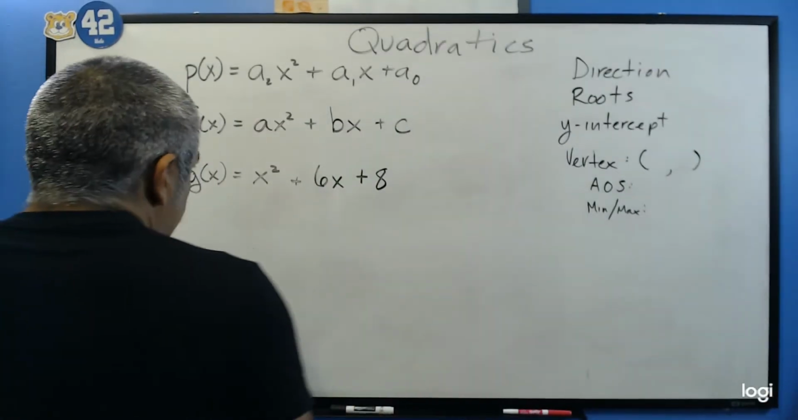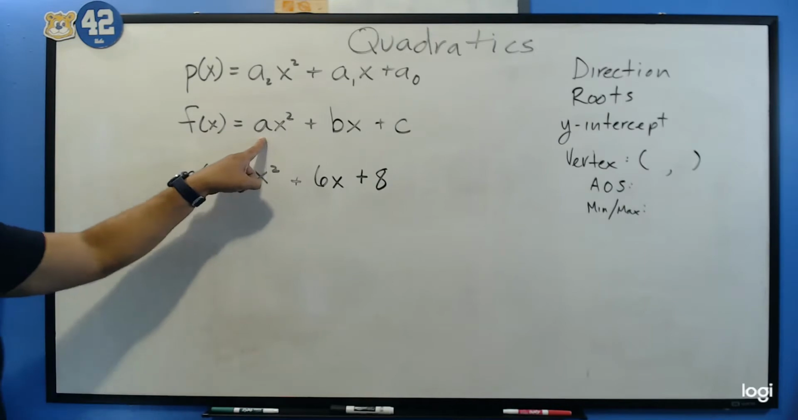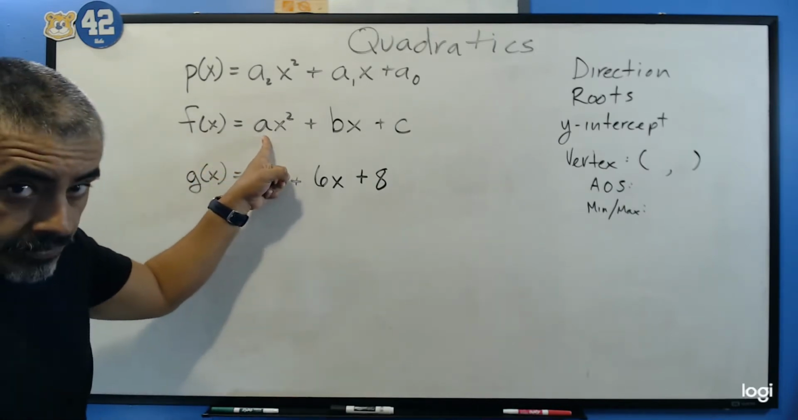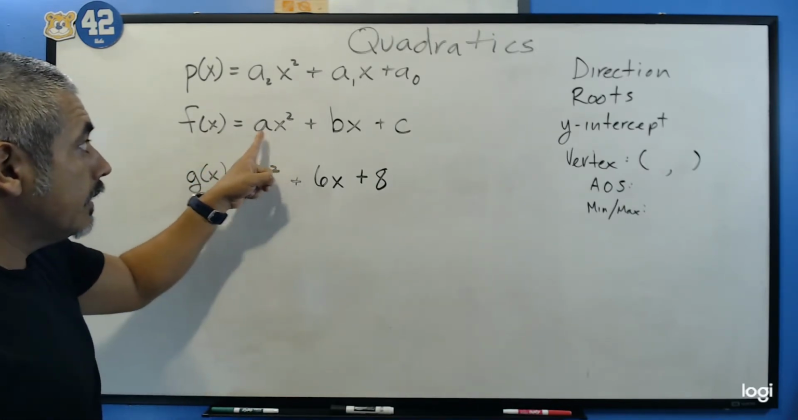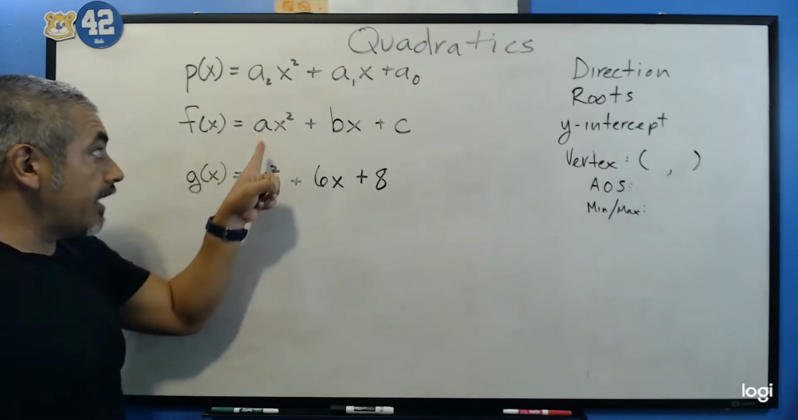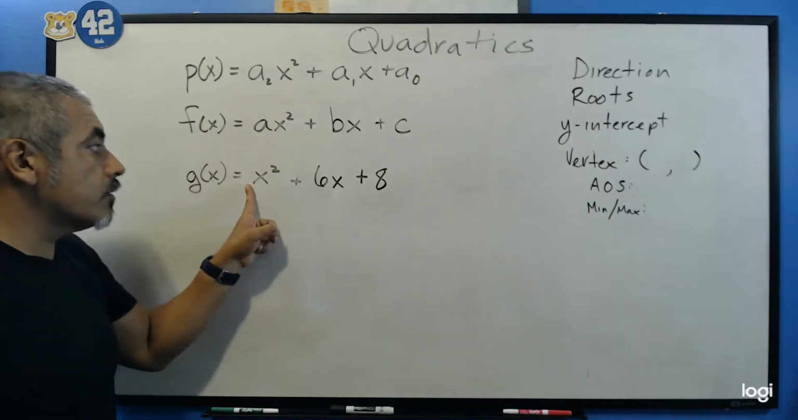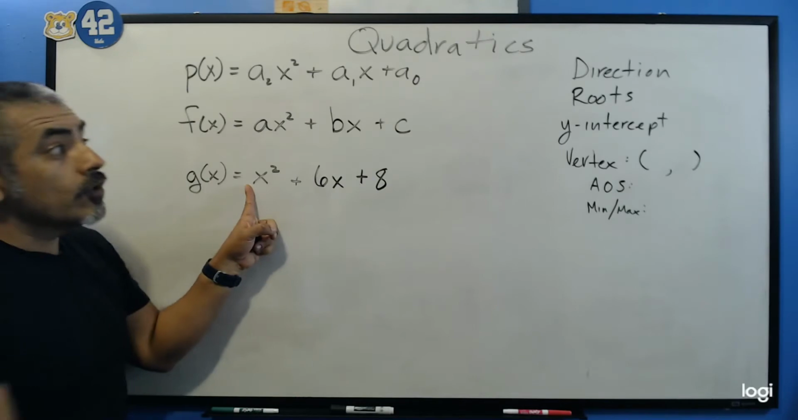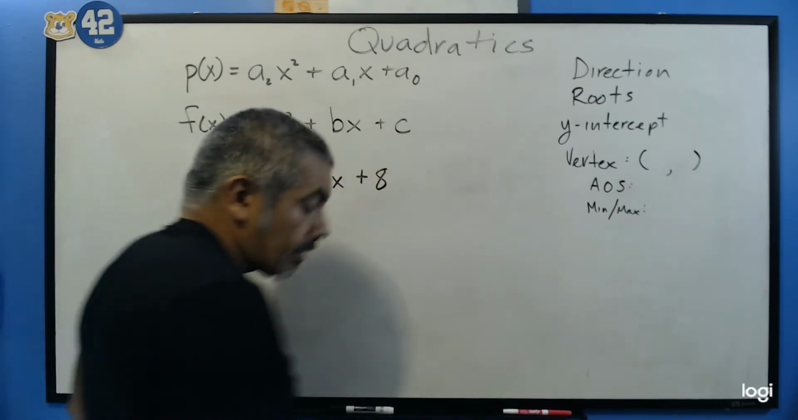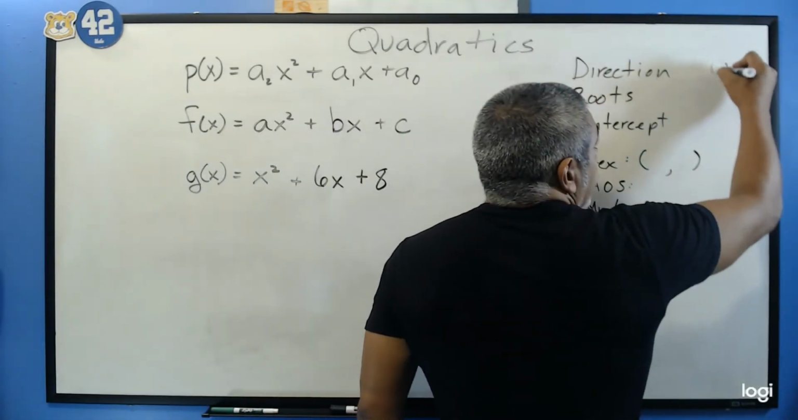To find a direction, all we have to do is look at A. If A is positive, the direction is up. If A is negative, the direction is down. A would be the coefficient of the x squared term. In this case, the coefficient of x squared is simply 1, so the direction is up. So I'm just going to put it up here, up.